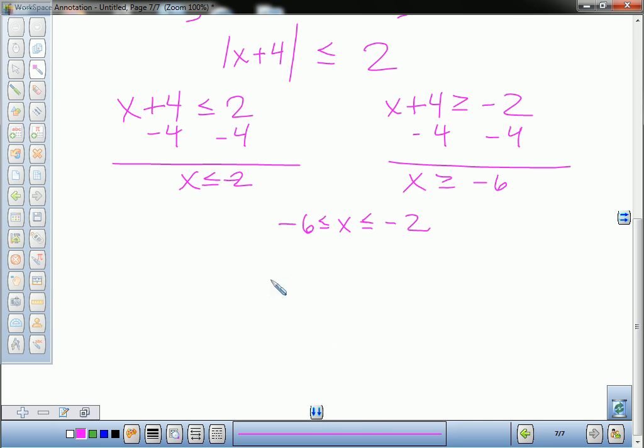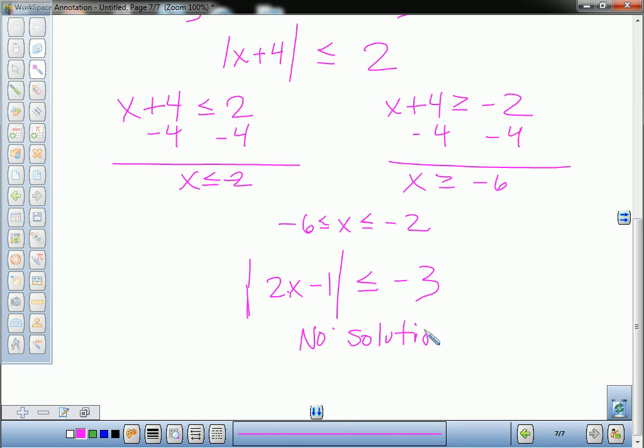Now the special case here, what if we got this? The absolute value of 2x minus 1 is less than or equal to -3. Once again, is there any way an absolute value can be less than a negative number? Absolute value is always positive. So when you isolate your absolute value, if you have a statement like this, there's no need to solve. There is no solution here.